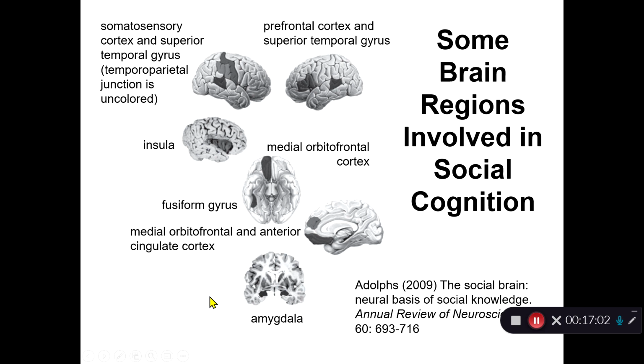Again, this is a paper by Ralph Adolphs, The Social Brain, Neural Bases of Social Knowledge. Excellent article in the Annual Review of Neuroscience. If you're interested in this topic in detail, you can download this article for free, either on PubMed or Google Scholar or some other search engine. However you can dig it up. If you can dig it up, the university will give you access to that article for free.